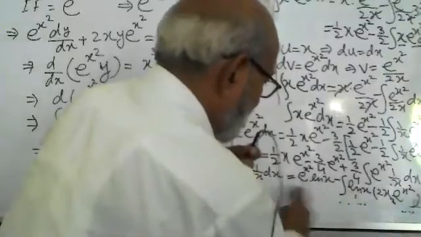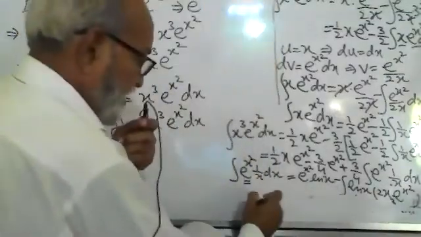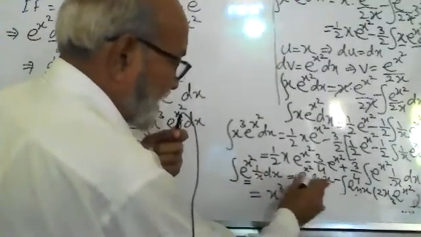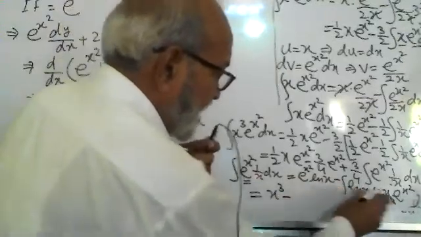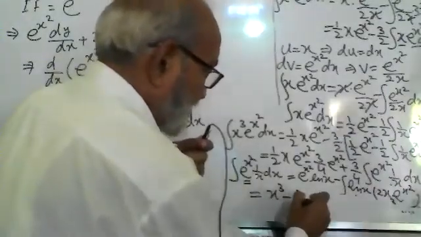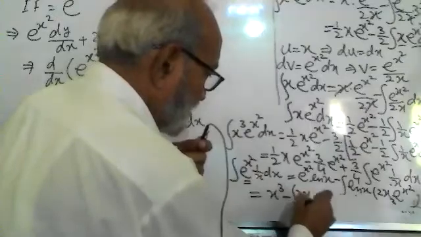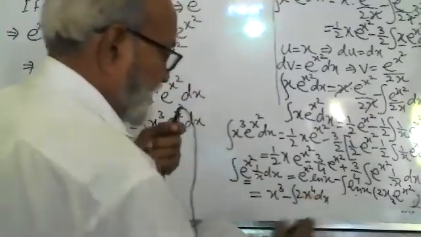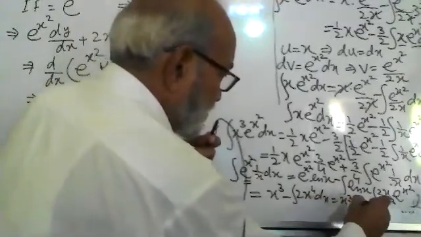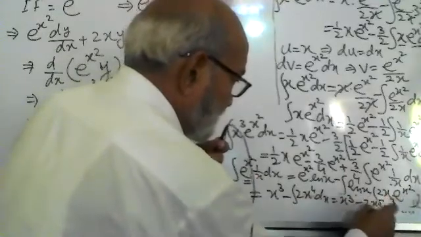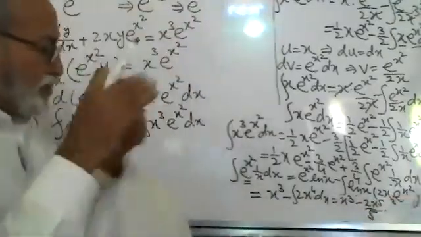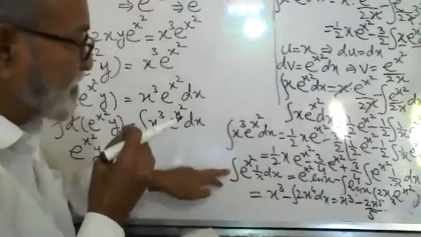I will do again here. It will become x cube, integral e and ln cancel, x cube minus, here ln and e cancel, 2x square and x4, 2x4, integral of 2x4 dx. Integral of 2x4 will become x cube minus 2x5 upon 5 plus c. So this is the answer of this one.